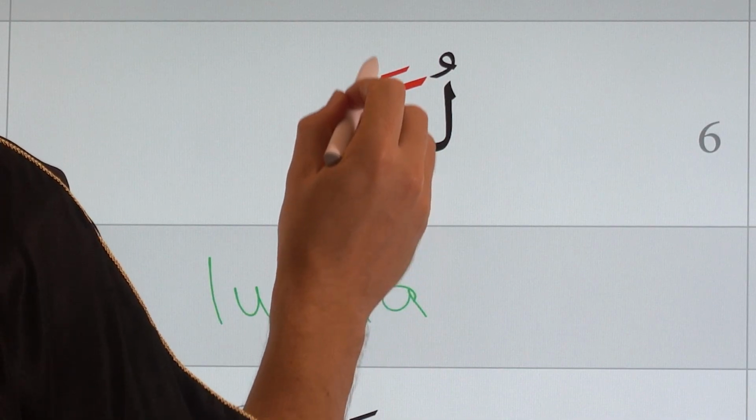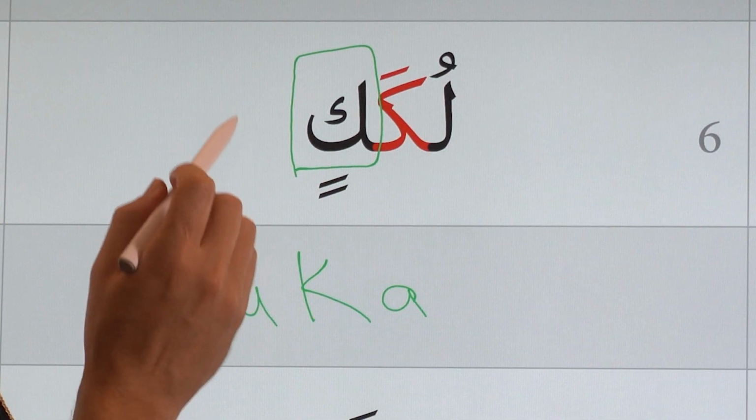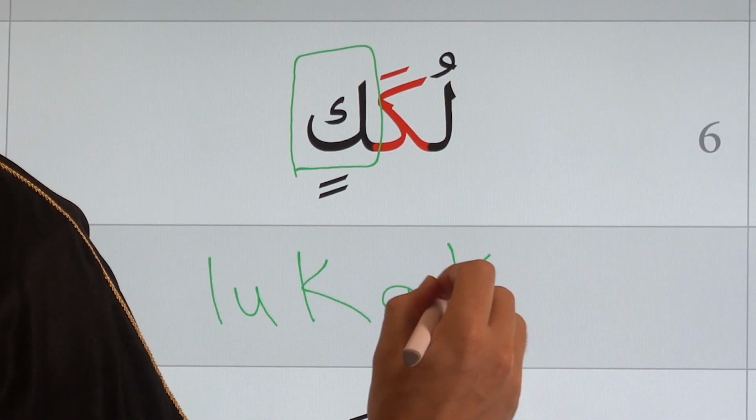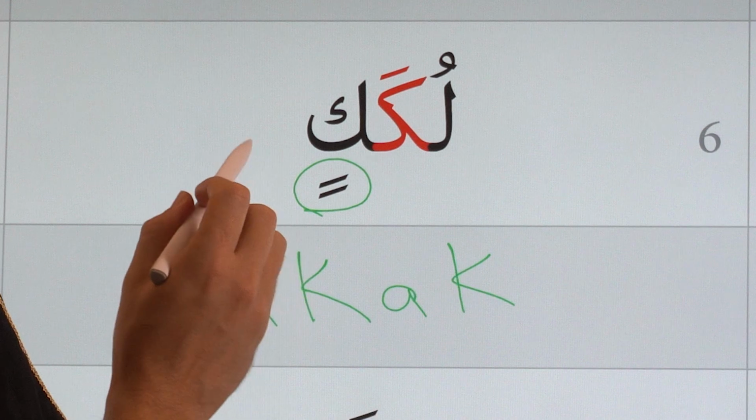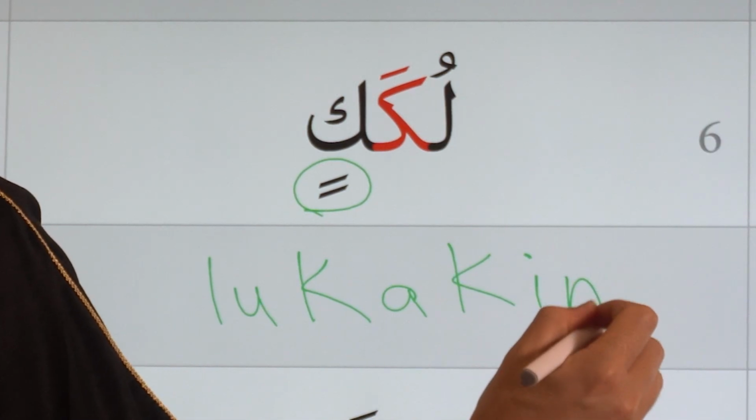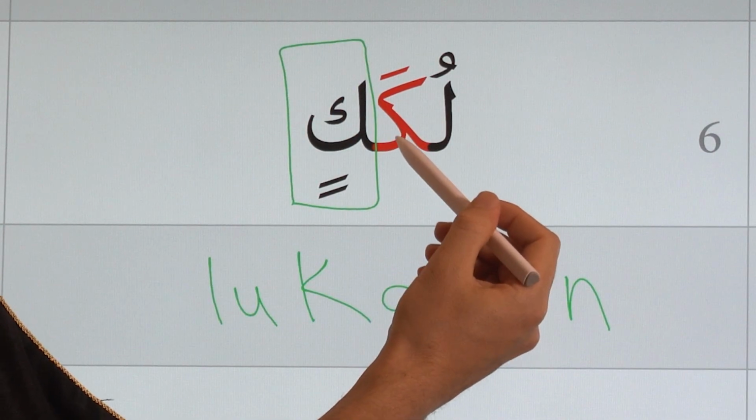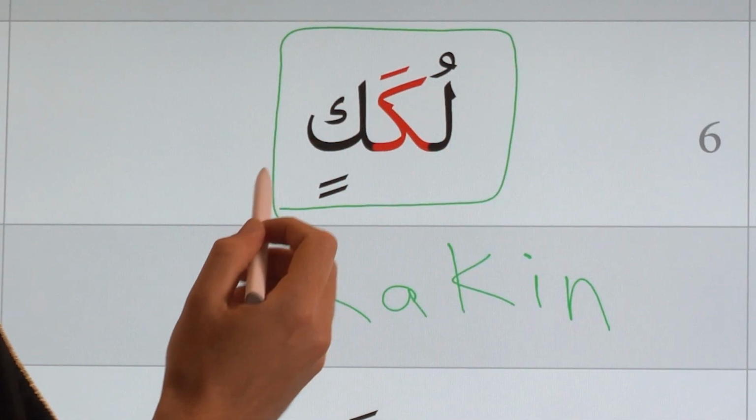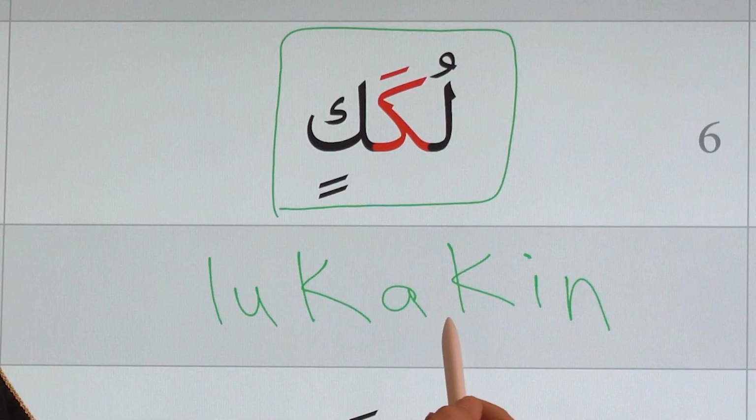And then the final letter we find ending a connection is a hook shape with that little lightning bolt in the center, which means this is the letter kaf. So we're going to write a K for the kaf. And then beneath the kaf we find tanween kesra. So we write an I for the first kesra and N for tanween. So this kaf with tanween kesra would be pronounced like kin, kin. So if we pronounce this all together, we would say lu ka kin, lu ka kin.